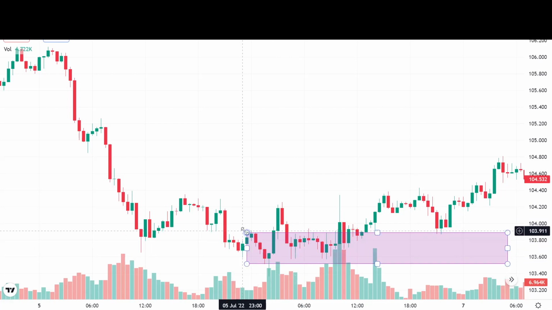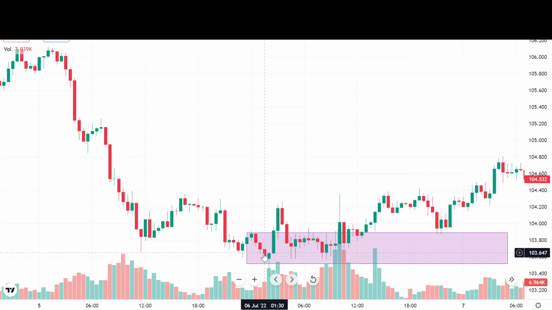Fair value gap, shift in structure. There's your change in the state of delivery. Now what do we want to see? Well, we took out this swing high right here, filled in this fair value gap. We're in a short-term premium, so obviously we don't want to be buying up here. We want to wait for a retracement down into our order block, down into our fair value gap, back down into a short-term discount.